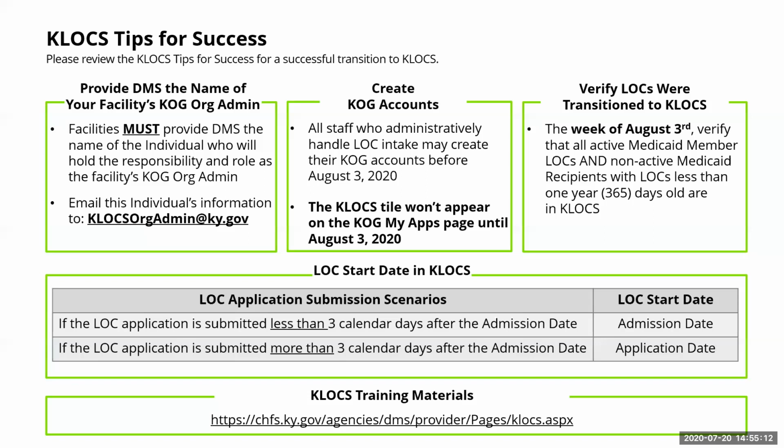And then some of you are probably wondering, okay, can we go ahead and assign a user role in KLOCS to my staff? Can they go ahead and create COG accounts? Yes, you can. Once DMS assigns you that role of org admin, you can start granting them access and sending them invitations. But note that the KLOCS tile won't appear in COG until August 3rd, 2020. So you can get set up, you're just not going to be able to get into KLOCS until then.